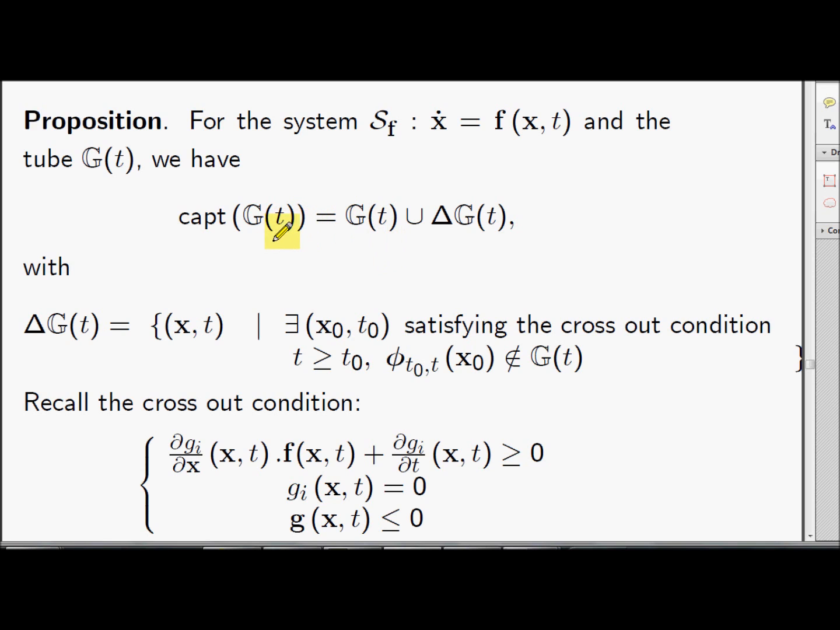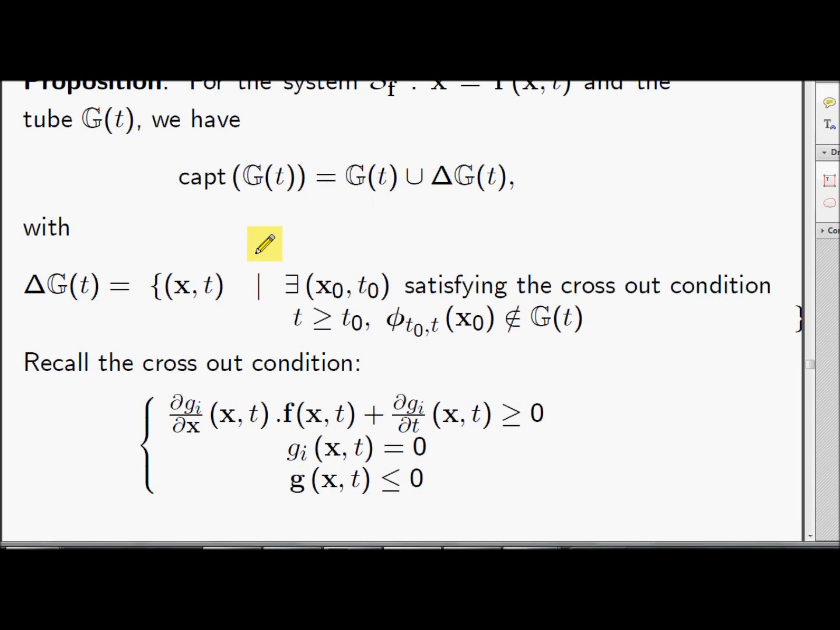Then to compute this capture tube, I will first take my candidate tube. I will add a set delta of J, which corresponds to all pairs X and T which satisfy the crossout condition. And then I integrate with a guaranteed integration, and all the corresponding pairs will be added to delta J. And this corresponds to what I have to add to J to obtain the capture tube.